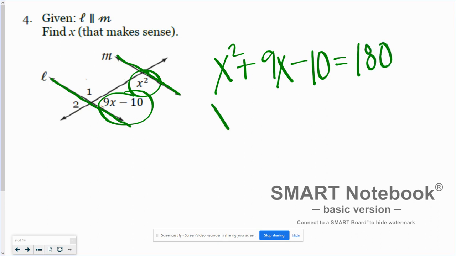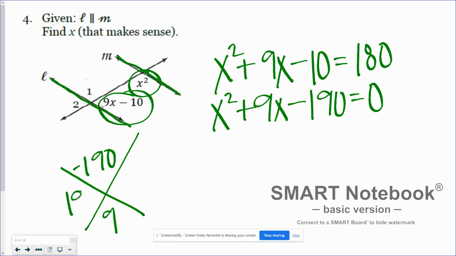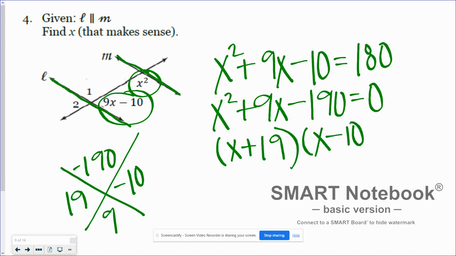So getting this equal to 0, we have that x squared plus 9x minus 190 is equal to 0. So now we have to factor this. So we have to think, what multiplies to be negative 190 that adds to be 9? Well, 19 times 10 is 190. If the 10 is negative, I'm going to get positive 9 when added together. So we're looking at x plus 19 and x minus 10 is equal to 0.